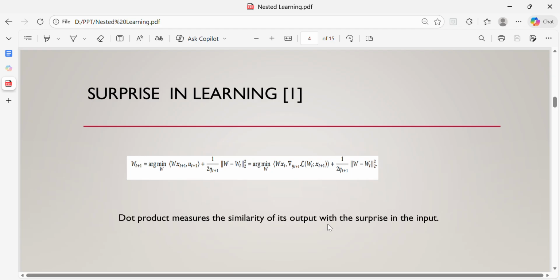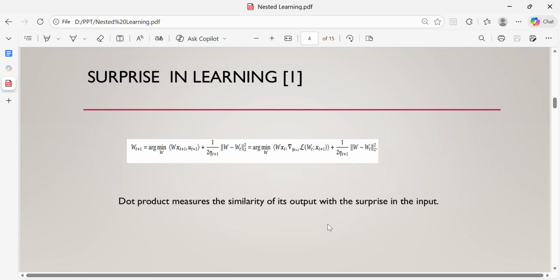So now, what is the surprise in learning? Let's get into the surprise in learning. If we present xt+1, the input at t+1, then with Wt+1, if we use the same formula, this would give the surprise in the learning. This amounts to the surprise in the learning.